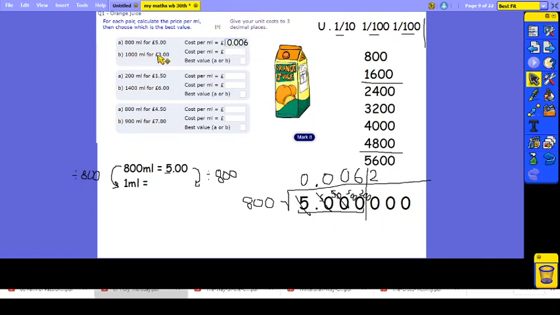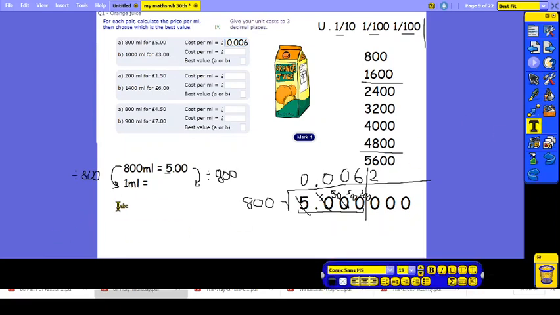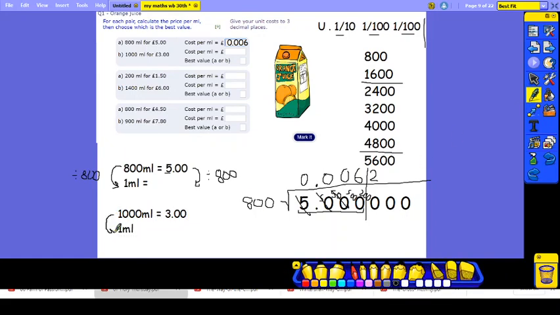I've got 1,000 millilitres for £3. So just like I did before, I'm going to write for myself what this means to me. I've got 1,000 millilitres is the same as £3. Okay, so then, I want to work out what 1 millilitre is going to be. Just like last time, I'm going to have to divide this side and do the same to the other side. How do I get from 1,000 to 1? I divide by 1,000. So how do I get from £3 to what it's going to be per millilitre? I'm going to have to divide by 1,000 again.